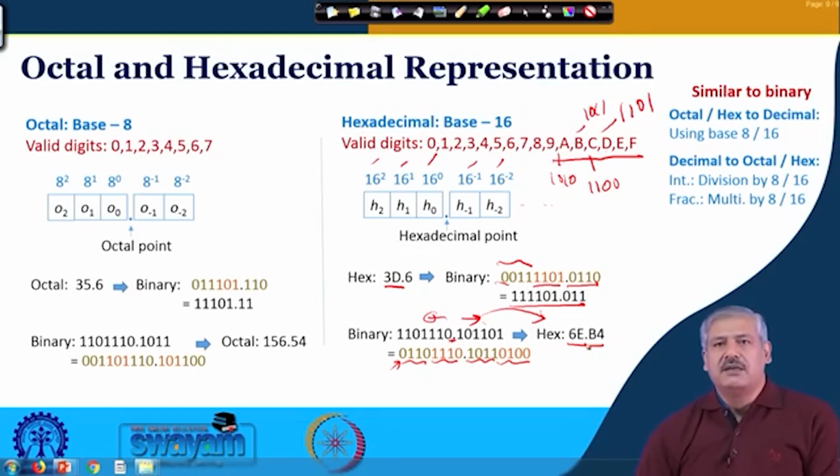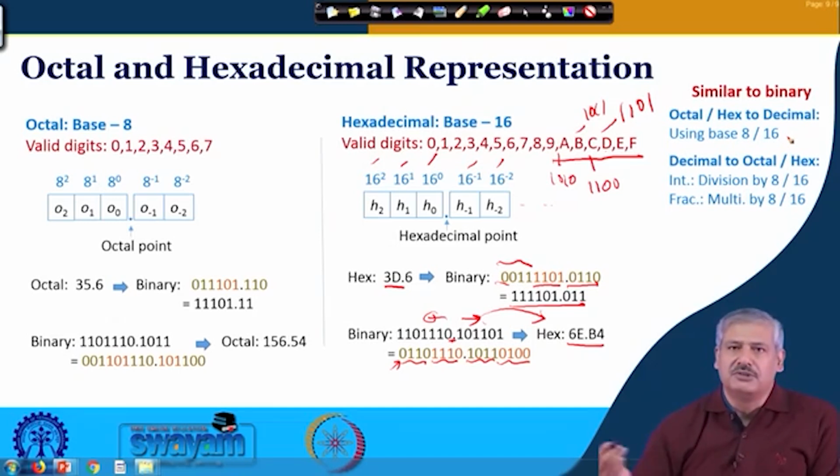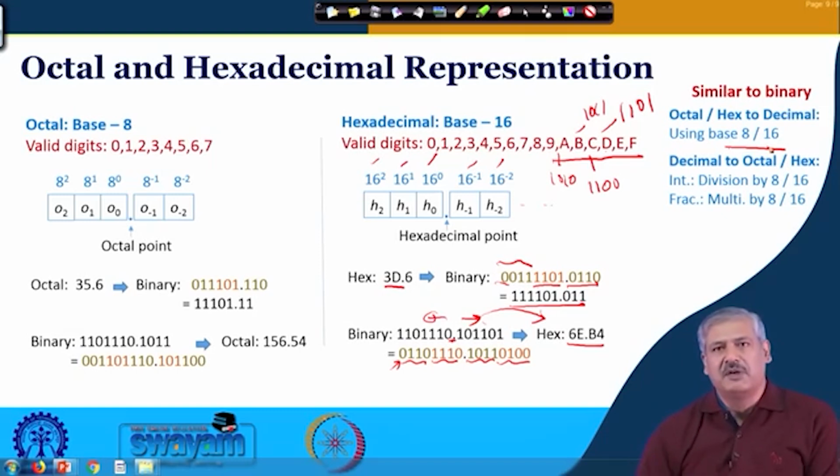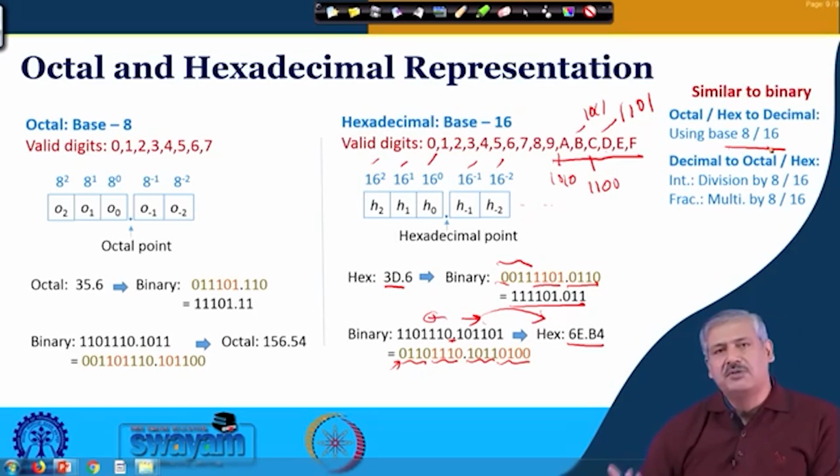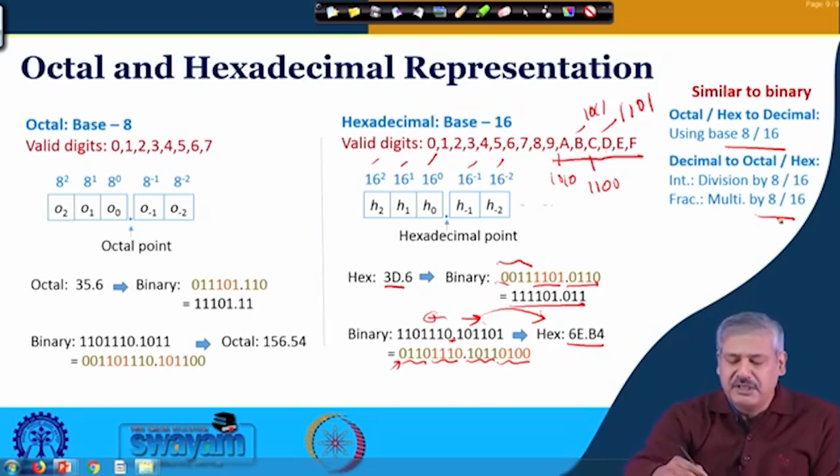And for octal or hexadecimal to decimal conversion, you use integer powers of 8 or 16, such as 8 to the power 1, 2, 3, or 16 to the power 1, 2, 3. Those are multiplied with the coefficients, and you add them up to get the corresponding decimal value. And for decimal to octal, earlier for binary it was division by 2 for the integer part; it will be division by 8 or 16 for the integer part, and for the fractional part it was multiplication by 2, it will be multiplication by 8 or 16. The method is similar.